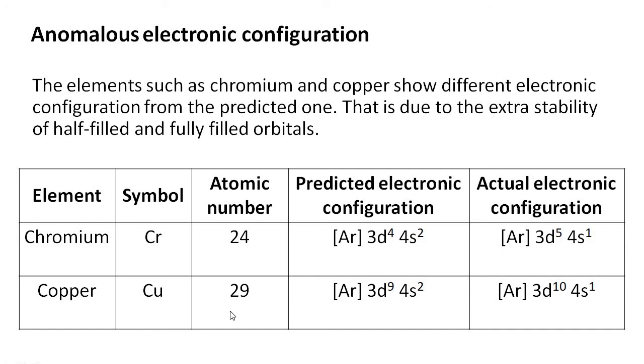Next, in case of copper, atomic number 29, the predicted electronic configuration is argon 3d9 4s2. Here also, one of the electrons from 4s shifts to 3d, thereby forming the argon 3d10 4s1 electronic configuration. This shows completely filled orbitals, thereby acquiring extra stability. So this is the actual electronic configuration for copper.